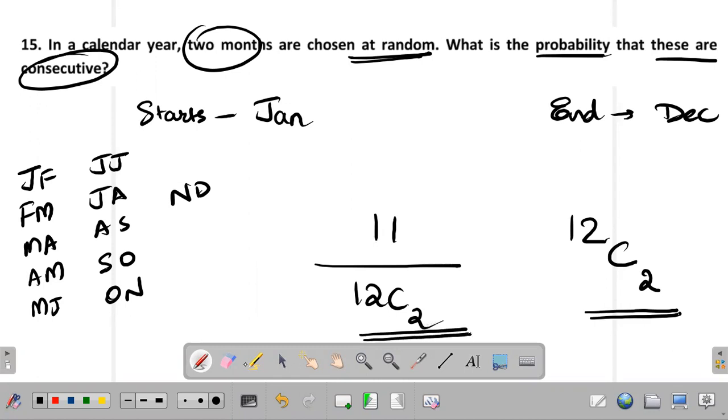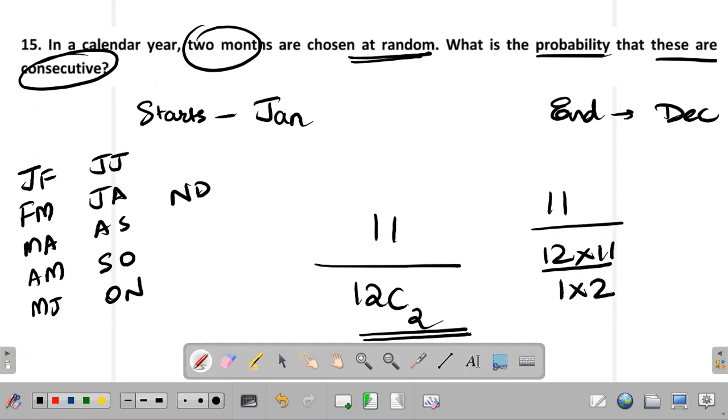Okay, 11 divided by 12C2, how will you evaluate that? That is nothing but 11 divided by 12 into 11 by 1 into 2. And I can see that here, this 11 and this 11 go off. This 2 will cancel this 12 6 times. And I get the answer here as finally 1 by 6. Did you get me? So there is a 16.6% chance that those 2 months, they are consecutive. That is how we will do this question.